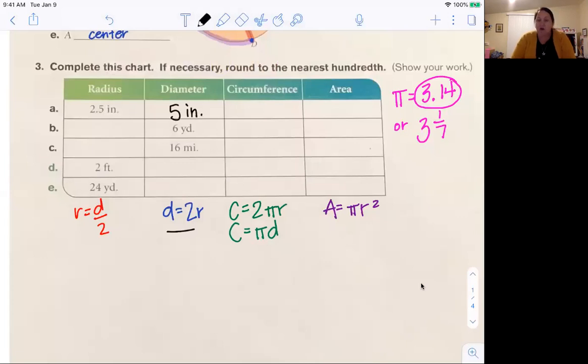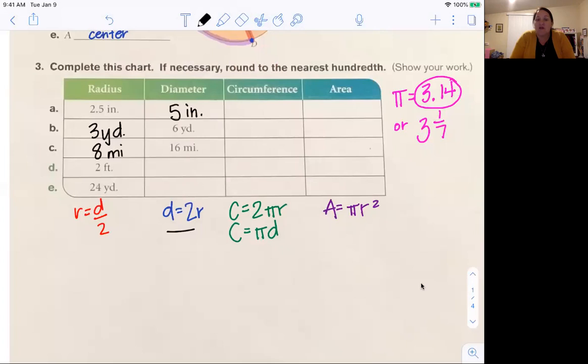Okay. I would like to do all the radii and diameters first, and then go back to circumference and area. So letter B, if I have a diameter of 6 yards, to find radius, I do diameter divided by 2. So 6 divided by 2 is, good, it is 3 yards. Letter C, 16 miles in diameter is how much in radius? Remember, half of diameter is a radius, which in this case is 8 miles.